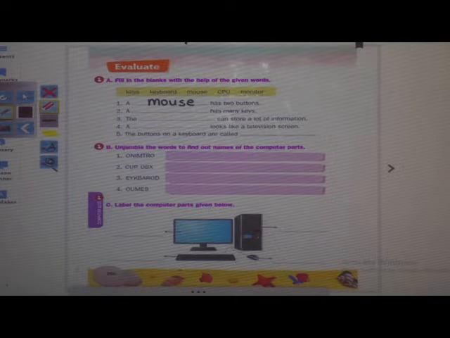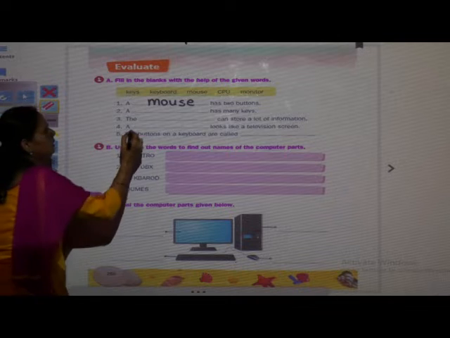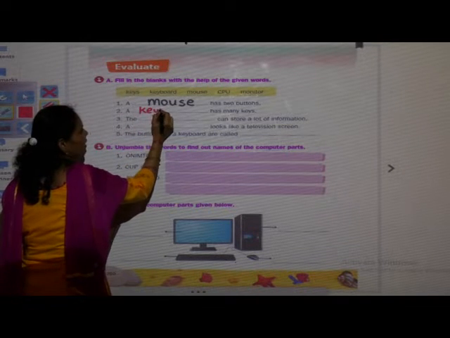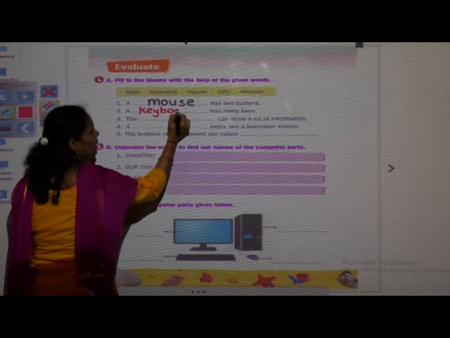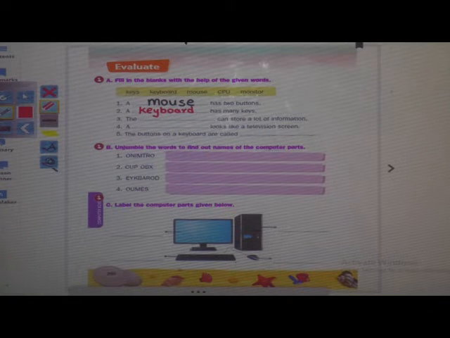Next is: a dash has many keys. So which part of the computer has many keys? Yes, very good students. It is keyboard. So write here keyboard. Small k-e-y-b-o-a-r-d, key, board, keyboard. You have to write with pencil. Okay. K-e-y, key, b-o-a-r-d, board, keyboard.